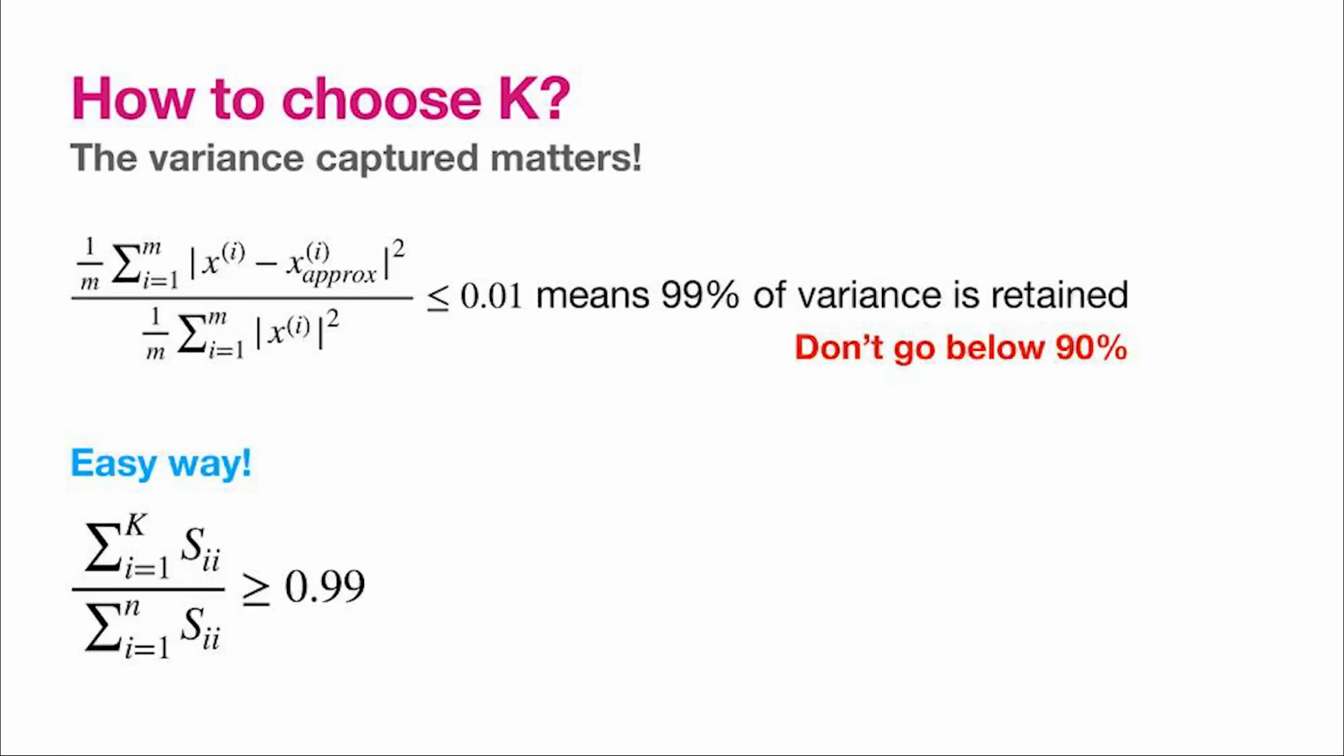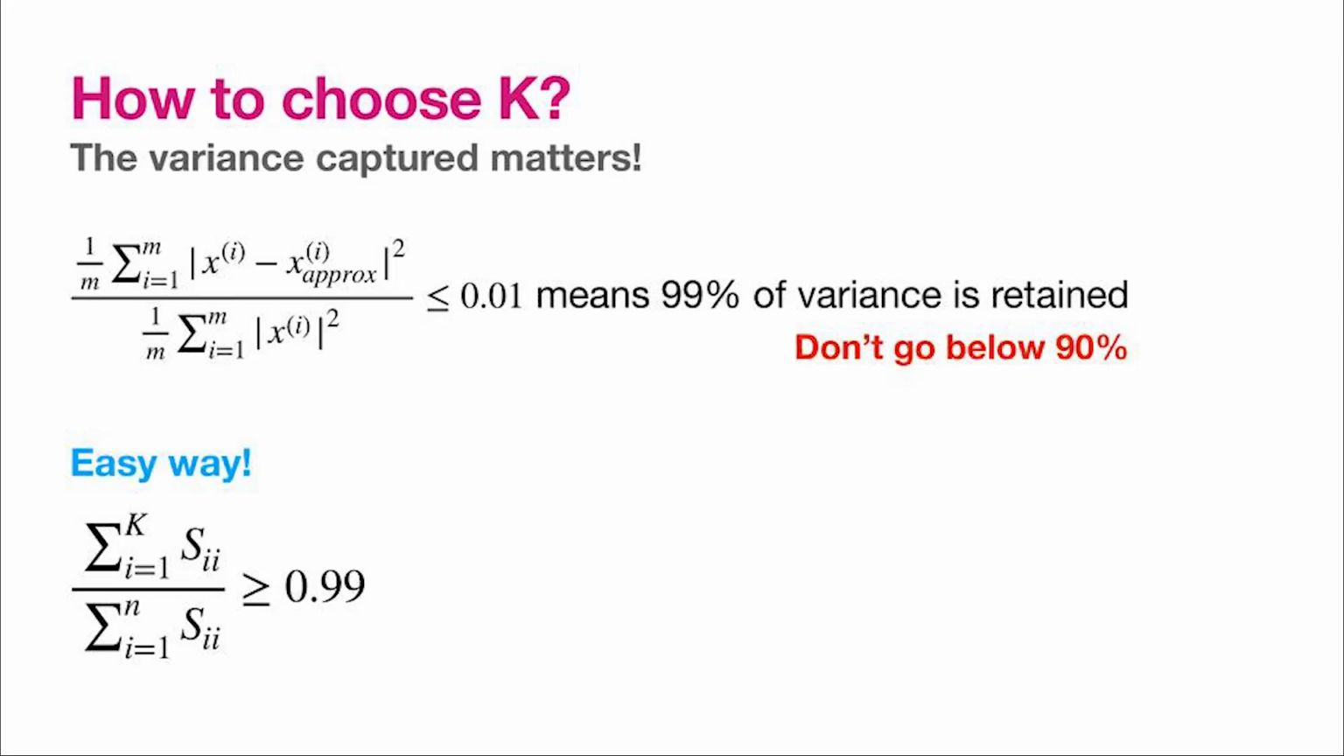Now how do we know that? You can just use this formula which I have written here, and if it's less than 0.01, it means that you have retained 99% of the variance. What is the recommended percentage of variance that you should retain? I would say you should never get below 85% or 90%. Never go beyond that, because you will lose information and you will not get good results.